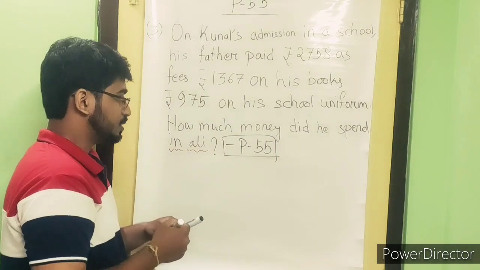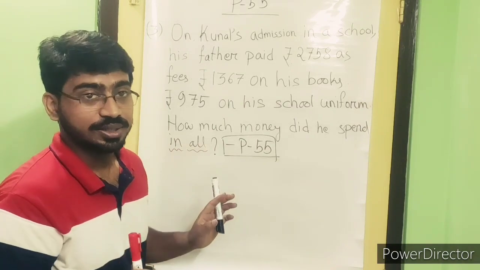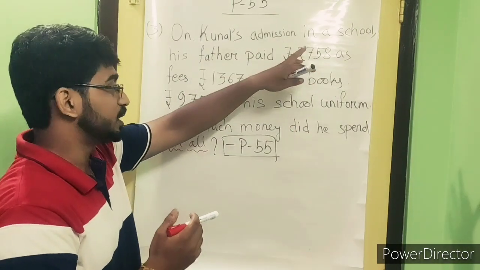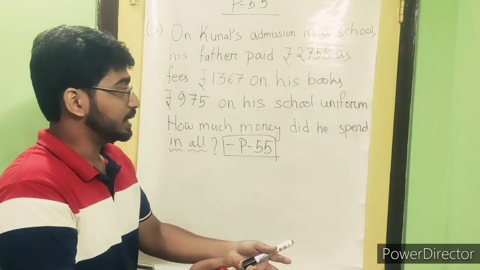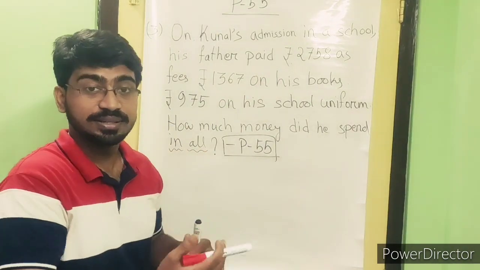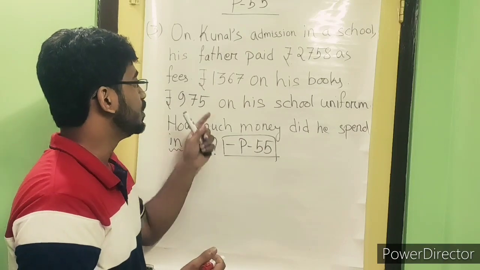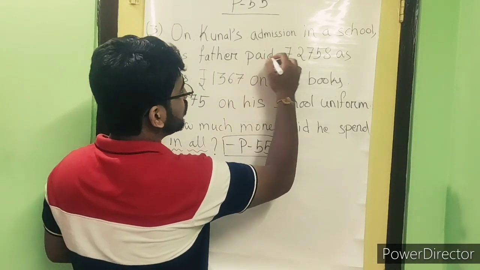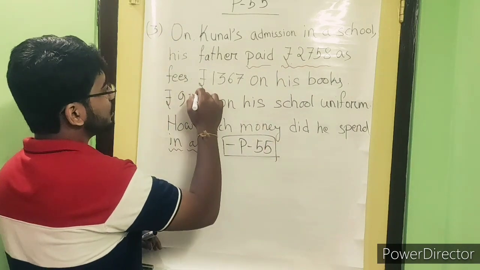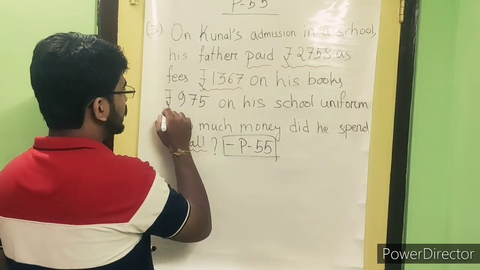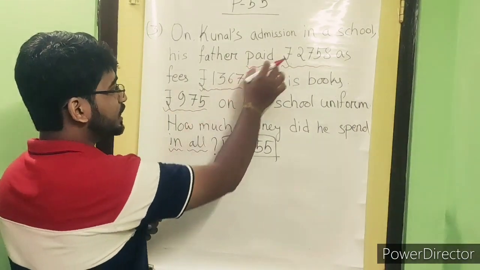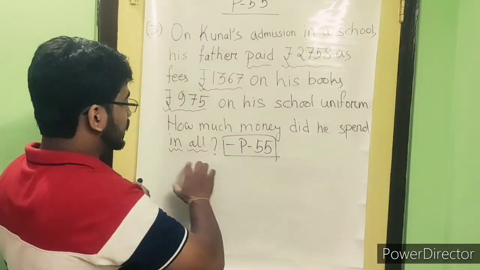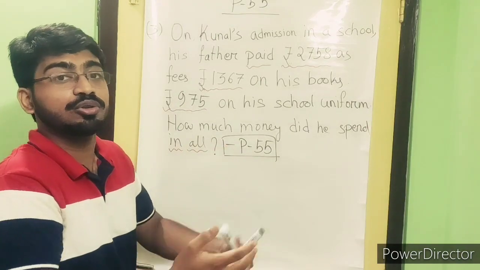Wherever you get this word in the question part, that means it will be addition. Let's read it again. On Kunal's admission in a school, his father paid rupees 2,758 as fees, rupees 1,367 on his books, and rupees 975. These three amounts Kunal's father paid. How much money did he spend in all? So in total, how much money was spent by Kunal's father in total?